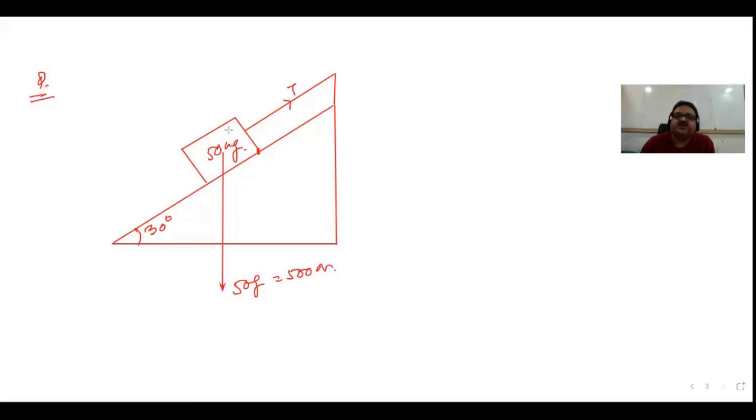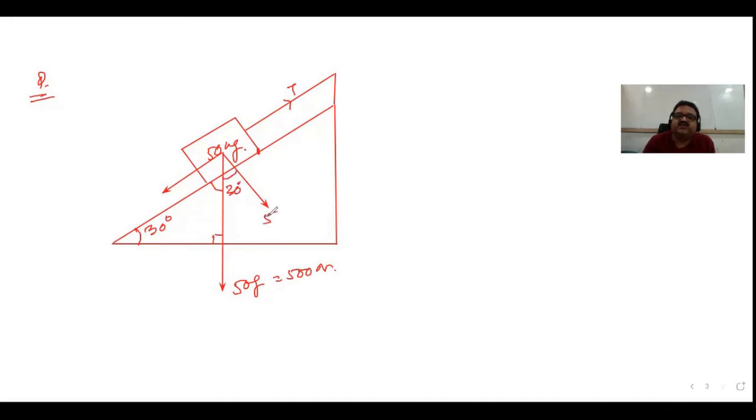So, let me split this force into two components, one perpendicular to this and one parallel to this. Clear? Now, watch it carefully. If this is 30 degree, this angle is 90, so this is 60. This is again 30. Clear?